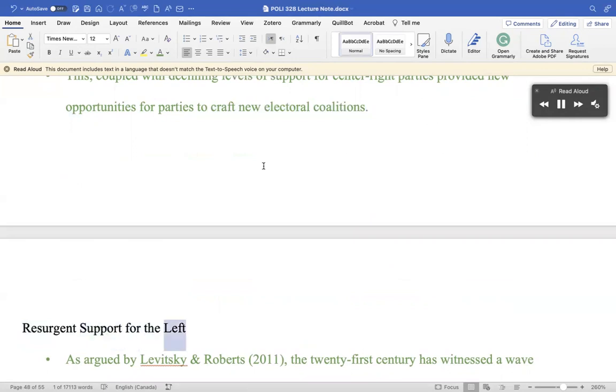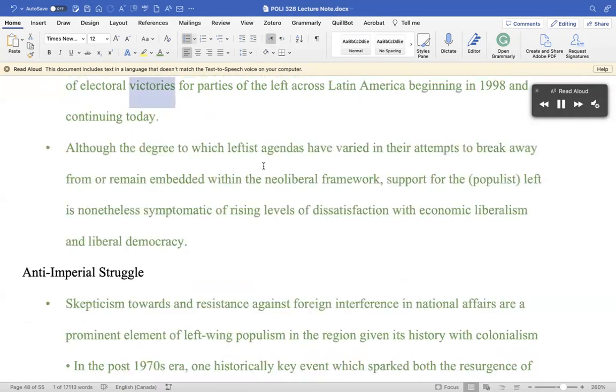Resurgent support for the left. As argued by Levitsky and Roberts, 2011, the 21st century has witnessed a wave of electoral victories for parties of the left across Latin America beginning in 1998 and continuing today, although the degree to which leftist agendas have varied in their attempts to break away from or remain embedded within the neoliberal framework.